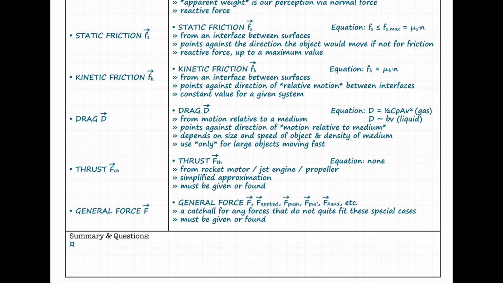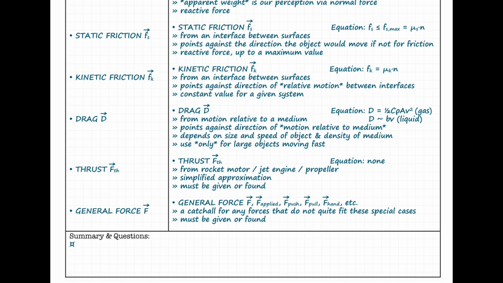This same expression we see for kinetic friction as well. The difference here is that this is the maximum static friction, and the actual static friction at any instant is less than or equal to this maximum value. Once the object is in motion, and you have the object sliding relative to the surface, then you have a constant kinetic friction, and this is the equation for its magnitude: μk times n, where μk is the coefficient of kinetic friction and n is the magnitude of the normal force. Its direction points against the relative motion between the surfaces, and again, it is a constant value for a given system.